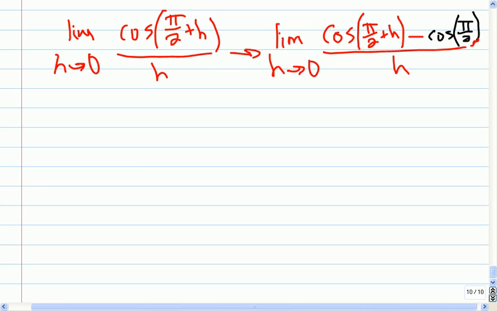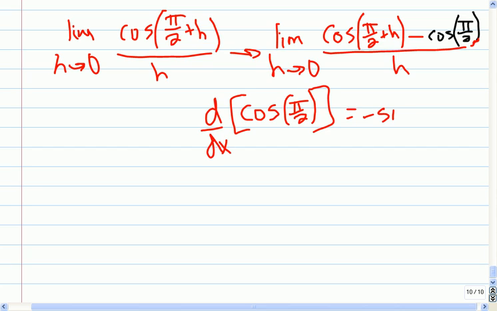Do you recognize what this is? Nope, it's been a while. This is the definition of the derivative for the cosine of pi over 2. This is the same thing as asking what is the derivative of cosine. Okay, so it most closely resembles the derivative.